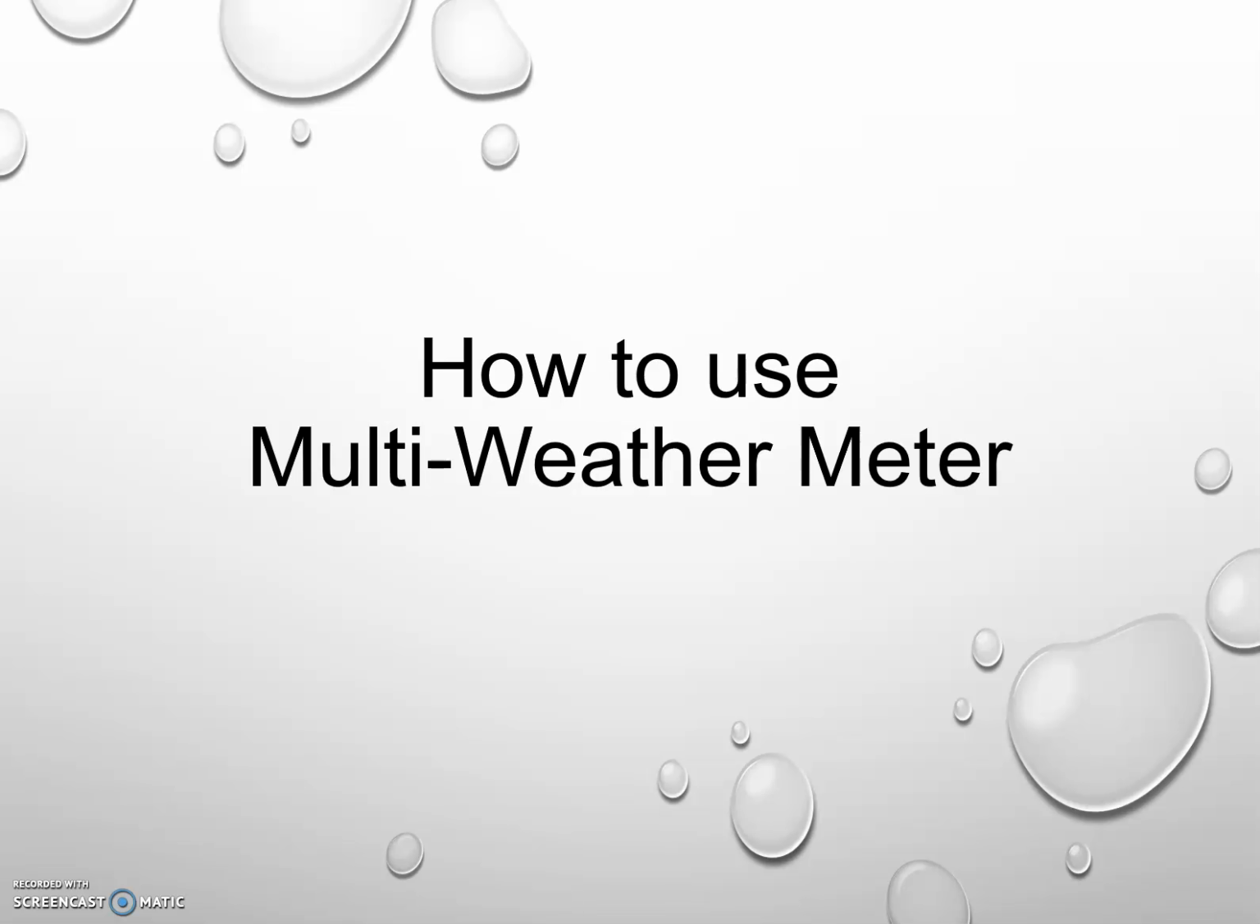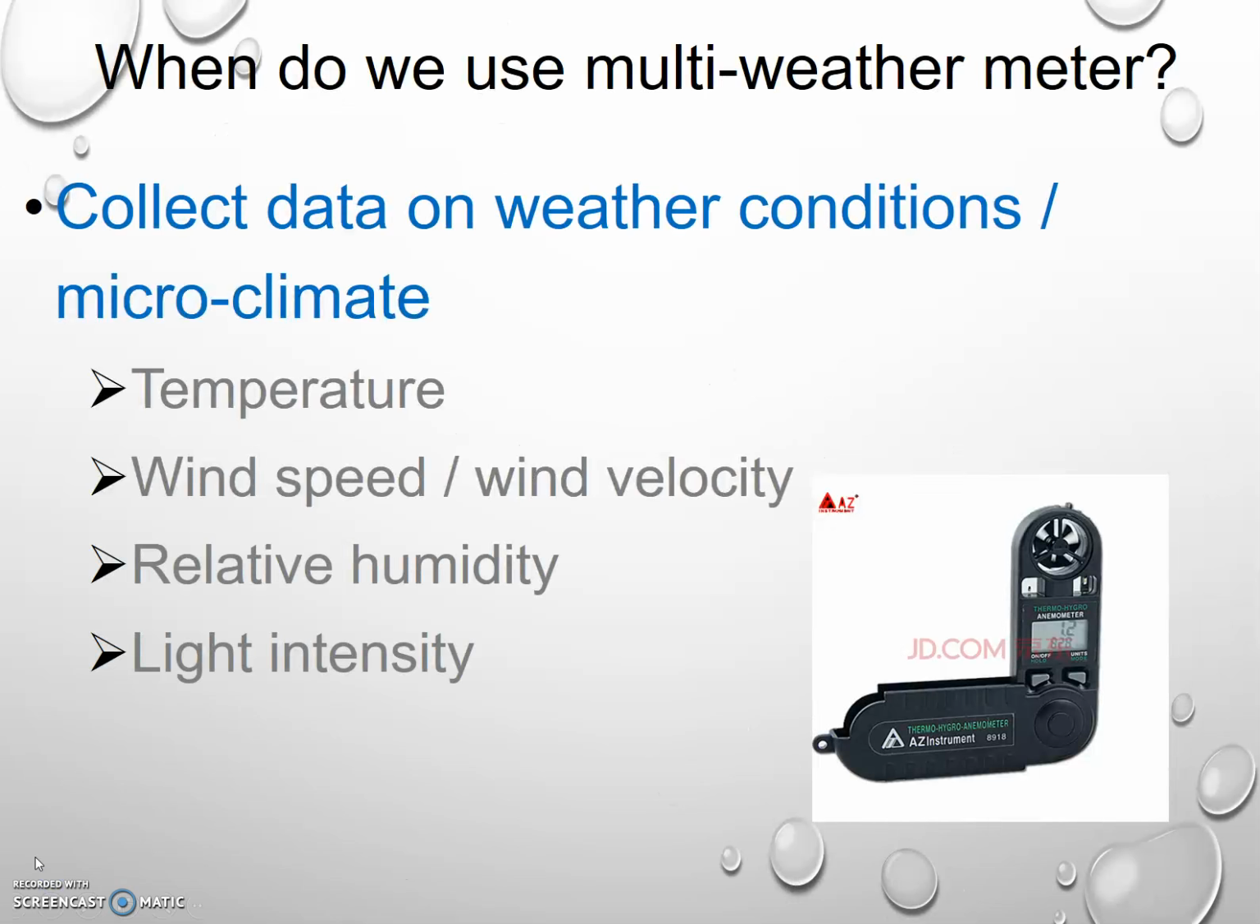This video tells you how to use a multi-weather meter. When we have a field trip, sometimes we need to get data on microclimate, including temperature, wind velocity, relative humidity, and light intensity.